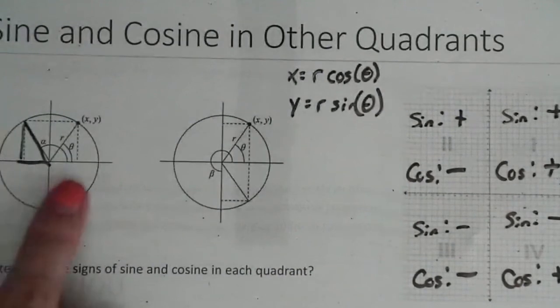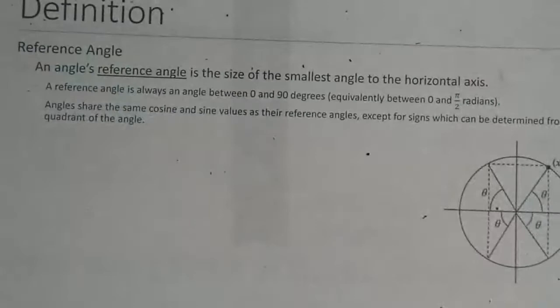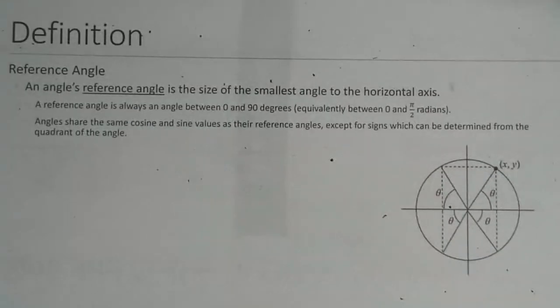Now remember how I pointed out this kind of similarity between these two triangles? That brings us to what's called a reference angle. And this is going to be key. I need you to be able to find reference angles and use them. An angle's reference angle is the size of the smallest angle to the horizontal axis. The reference angle is always going to be between 0 and 90 degrees because no matter where you are, you're going to be able to get to the horizontal axis.